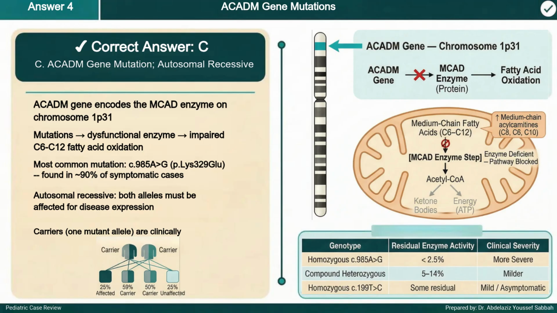The most common mutation is c.985A>G, also known as p.Lys329Glu, found in approximately 90% of symptomatic cases. Because the condition is autosomal recessive, both alleles must be affected for disease expression. Carriers with one mutant allele are clinically unaffected. The genotype-phenotype correlation table shows that homozygous c.985A>G has less than 2.5% residual enzyme activity and a more severe clinical presentation, while compound heterozygous patients may have milder disease.